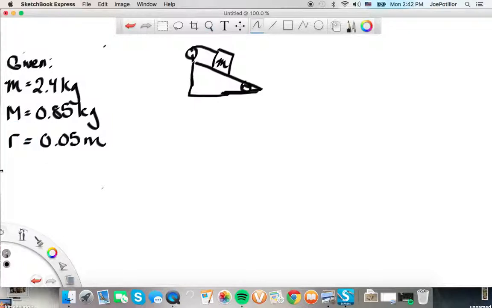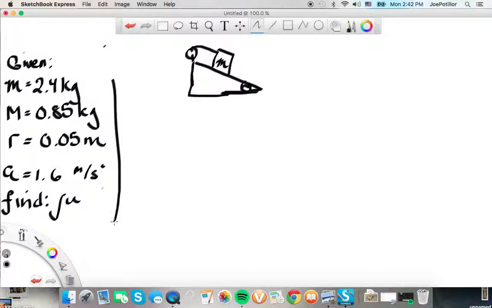And we have acceleration of 1.6 meters per second squared, and they want us to find the coefficient of friction. Okay, so we actually have two things to set up. We have to set up a free body diagram, and we have to set up as well the picture around this pulley. So let's set this up.